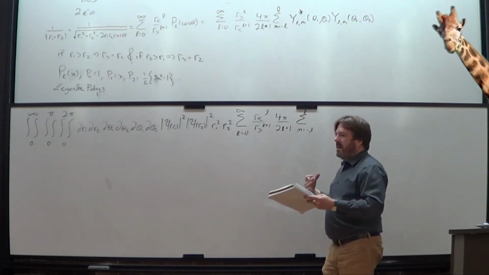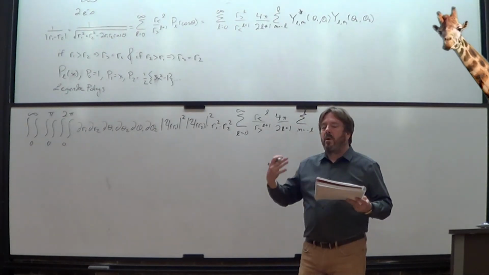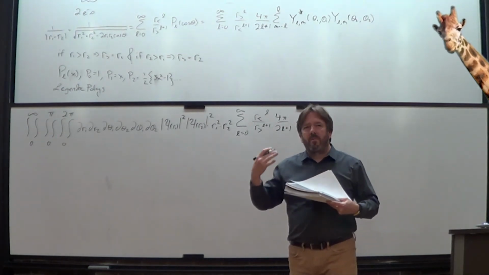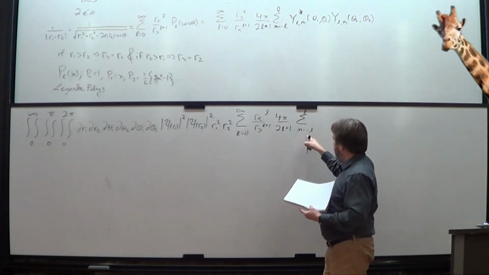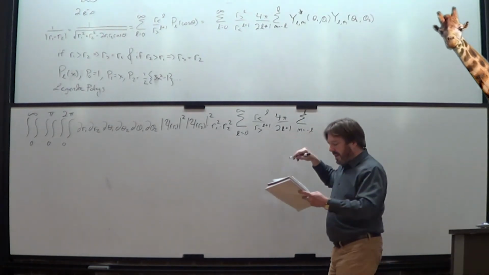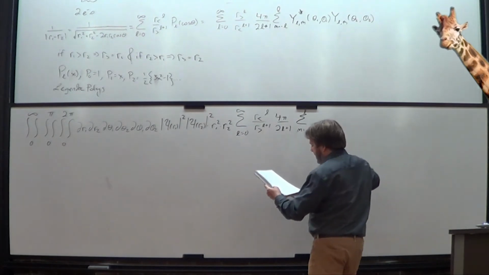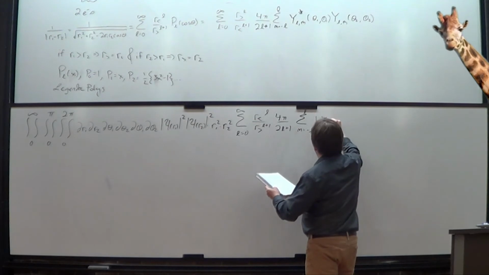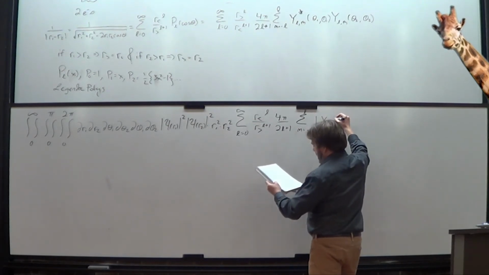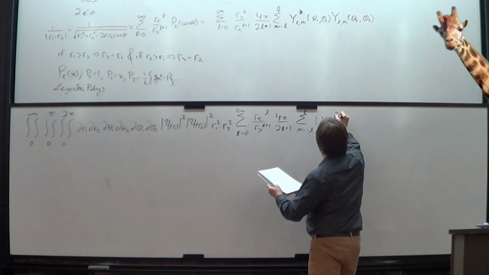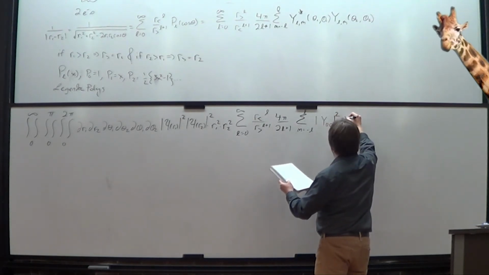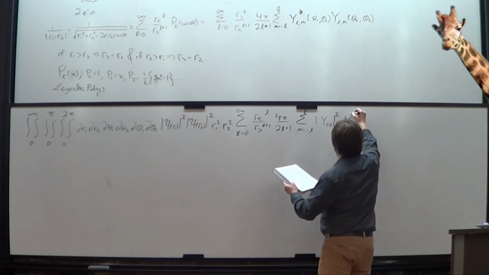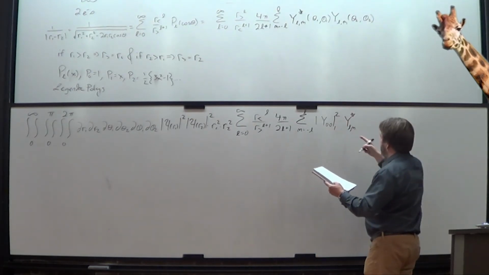And we know that S has L of 0, so M is 0. P's have L of 1, so M goes from minus 1, 0, plus 1. So I fundamentally understand why there's 3 of these: Px, Py, Pz is what they're doing. Now I've got to include the wave function of the first electron, and let's do the angular addition, the spherical harmonic.